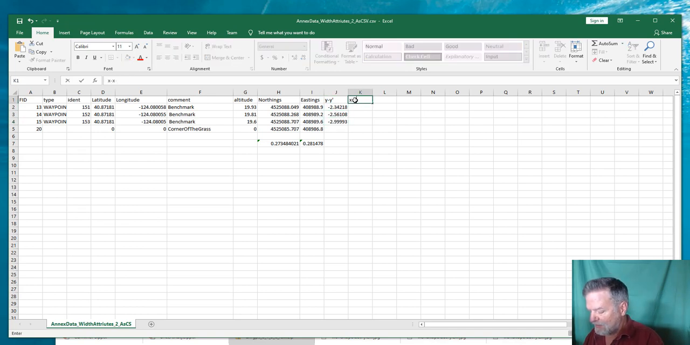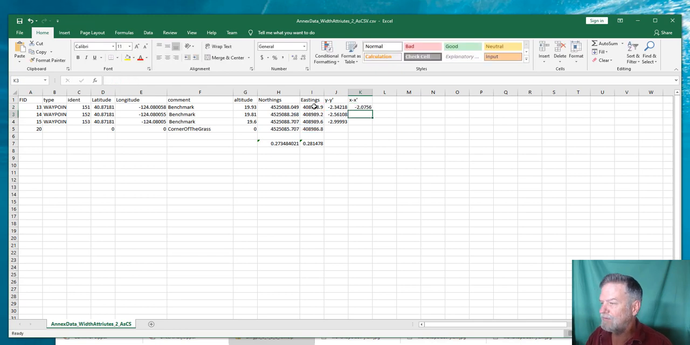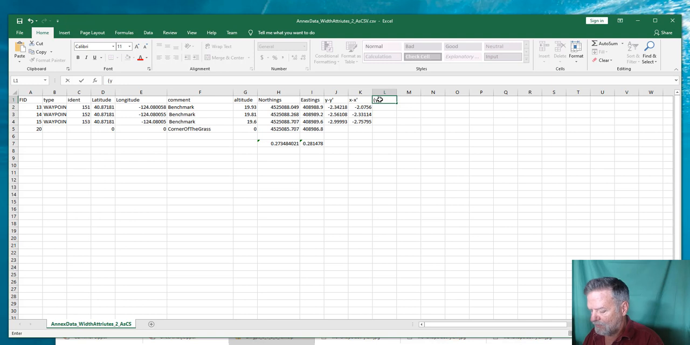Then we can do the same thing for the eastings. I5 with a couple dollar signs, minus that, return, and drag that down, and we find out the difference is they're all off by about 2 meters, which makes sense. We shifted to the north and over to the west some. The order of this x minus x prime doesn't really matter, because the next thing we're going to do is take that and square it.